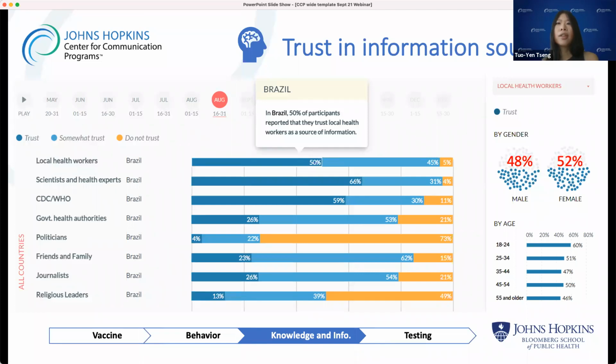When we hover over the dark blue bar next to local health workers, a text box pops up telling us that in Brazil, 50% of participants reported that they trust local health workers as a source of information. In the side panel, we can see similar rates of reporting trusting local health workers in both genders, with females slightly higher than males. In addition, more young people reported trusting local health workers than people in the older age groups. Next slide, please.